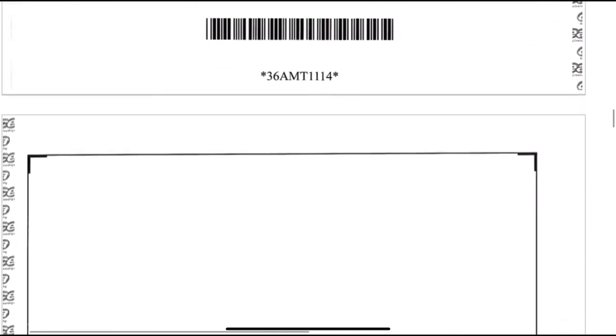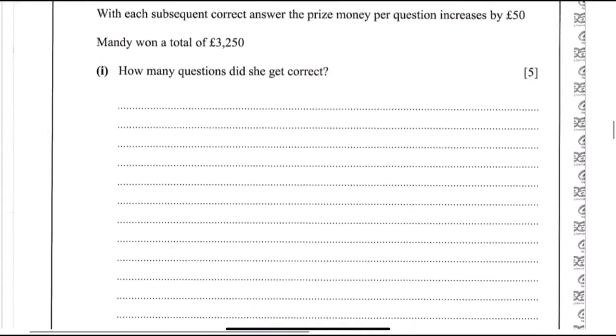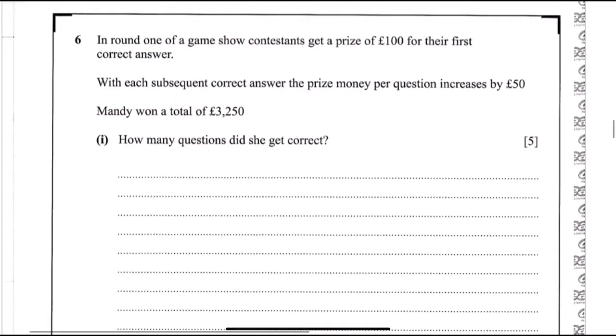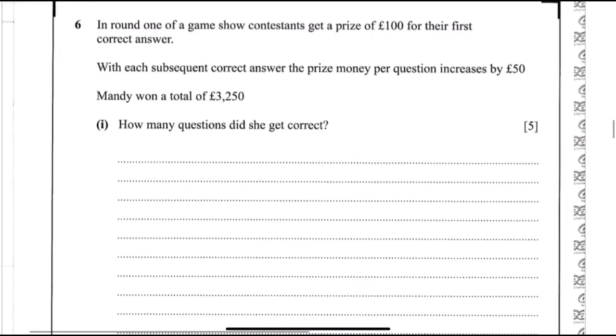Okay, couple of blank pages for good measure in this one. Then we had a, strange enough, AP question. It says, in round 1 of a game show, contestants get a prize of £100 for their first correct answer. With each subsequent correct answer, the prize money per question is increased by 50. Mandy won 3,250. How many questions did she answer?